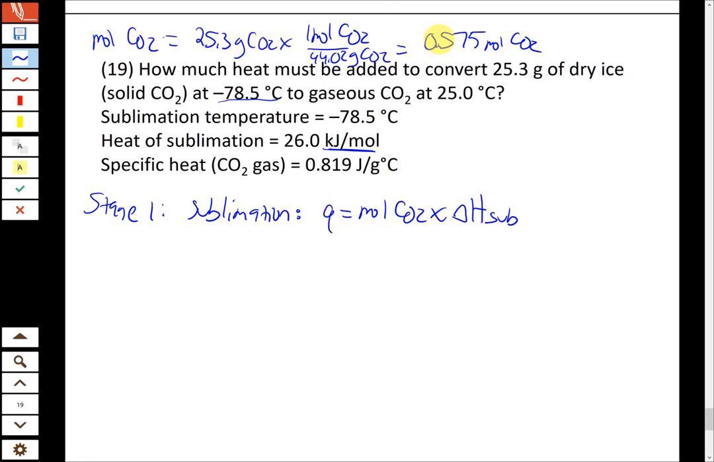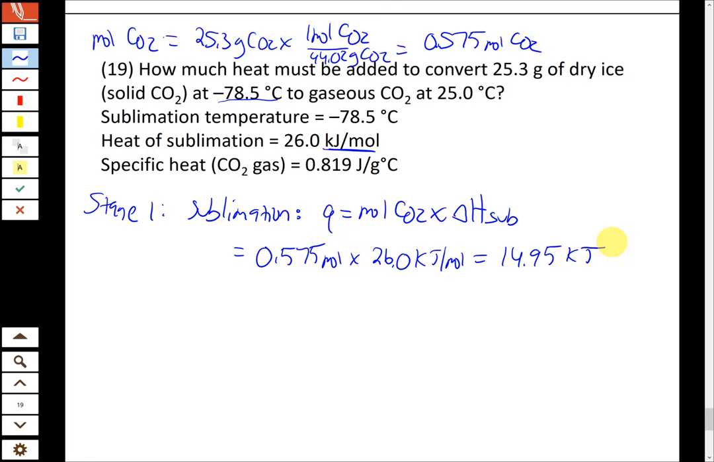All right, so that's how many moles of CO2 we have. To calculate the amount of heat it takes to sublime that amount, we have 0.575 moles, and the sublimation enthalpy is 26 kilojoules per mole. So it's going to take 14.95 kilojoules, we can round later, to sublime that much CO2.